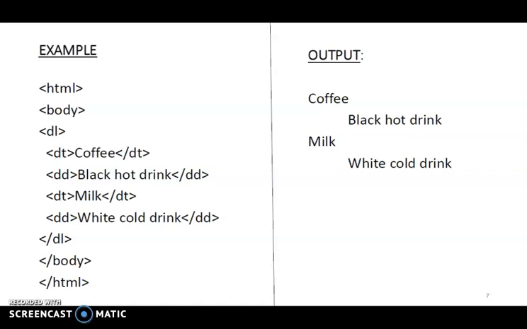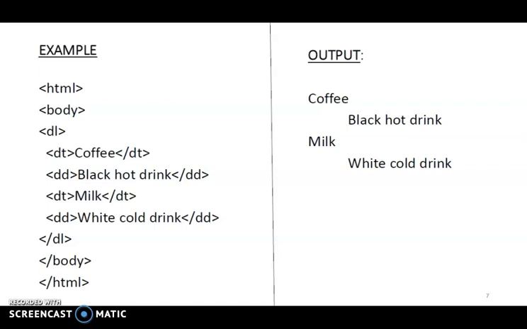DT is what? Your definition term. So you having a coffee as your definition term, and the coffee having the description. That is black, hot and drink is nothing but your definition description. So you can see on your screen the black, hot and drink is displayed with some gap, or with some tab space.